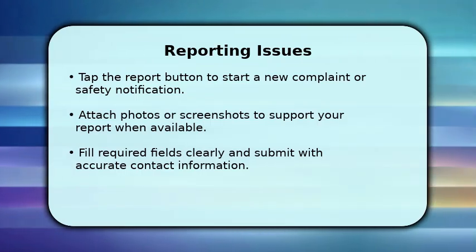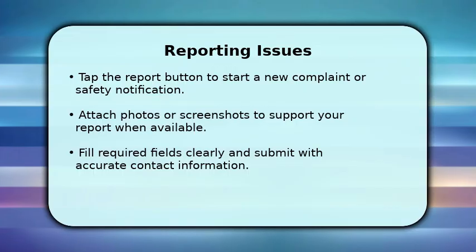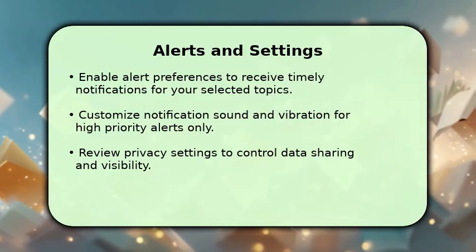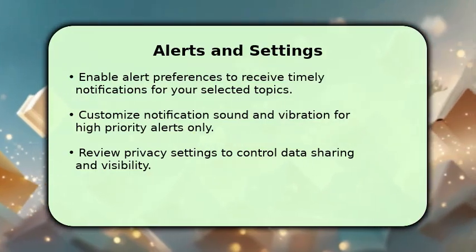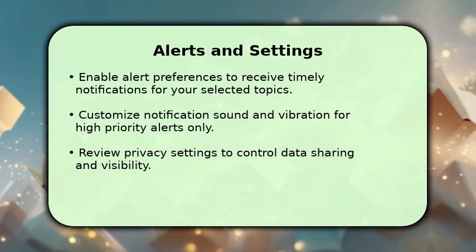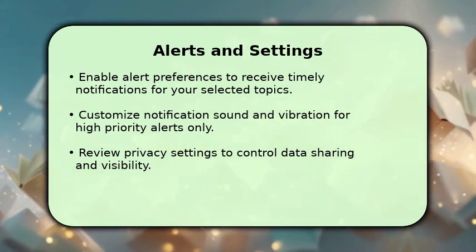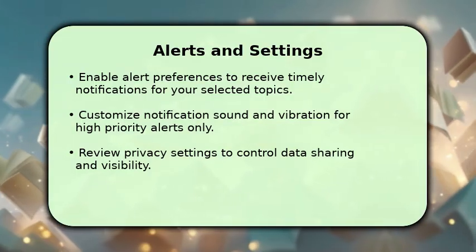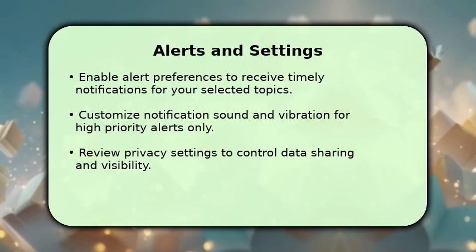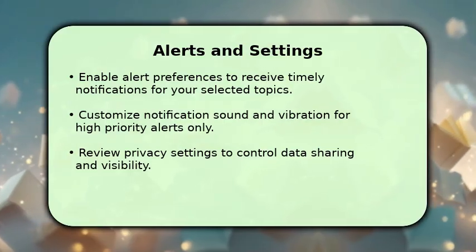Follow up on submitted reports through your dashboard to track status and customize alerts to match your priorities by opening settings and selecting topics you care about, such as broadcasts or local updates. Choose notification types, sounds, and quiet hours so you only get interruptions that matter. Review privacy preferences to control what the app shares and saves, including location or usage data. Regularly update app permissions and check for settings changes after updates to keep your experience secure.